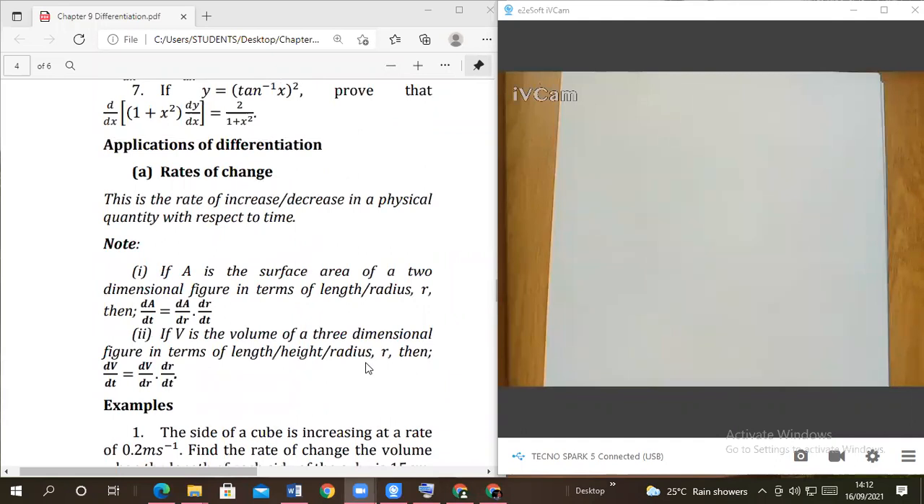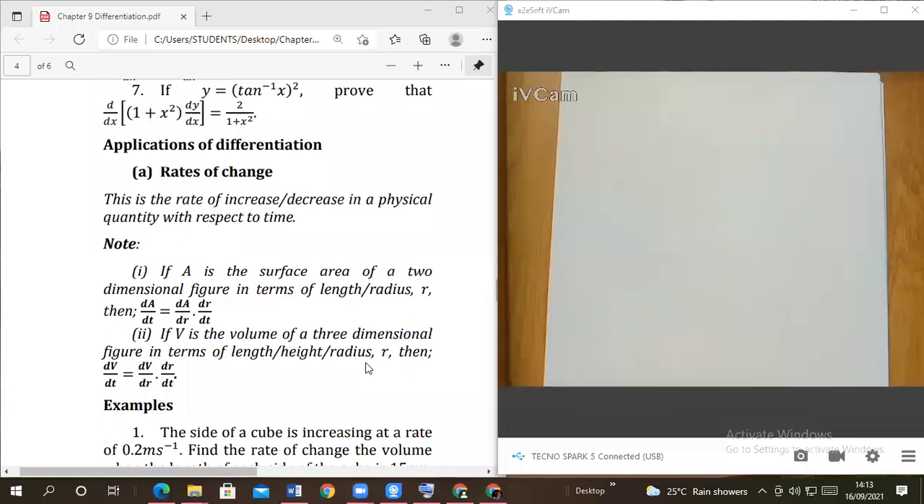Okay, so now we are going to look at the applications, and we are going to start with rates of change. When we talk of the rates of change, we mean the rate at which physical quantities increase or decrease with time. So in my simple definition there, this is the rate of increase or decrease in the physical quantity with respect to time.